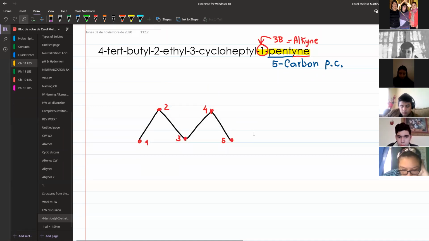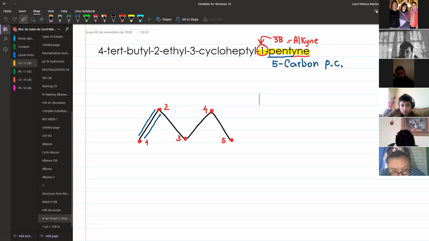Now that being said, I need to locate my triple bond. It says it is located in the carbon 1. So I'm going to look for my carbon 1, which is right here, and there I'm going to put my triple bond. 1 bond here and 1 on the other side. Okay, I finished with the parent chain. So I continue with the next step.